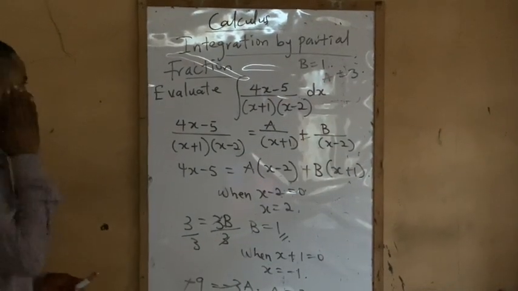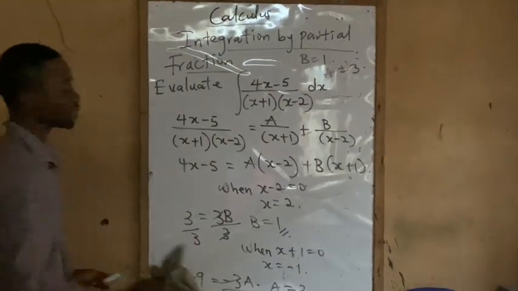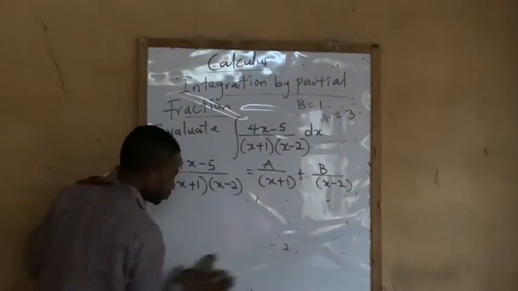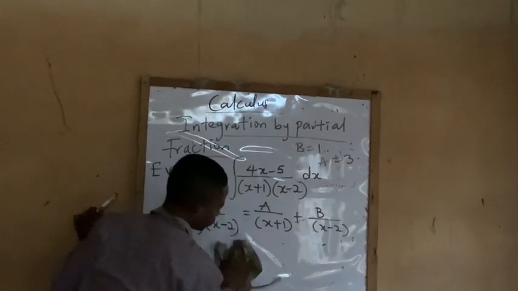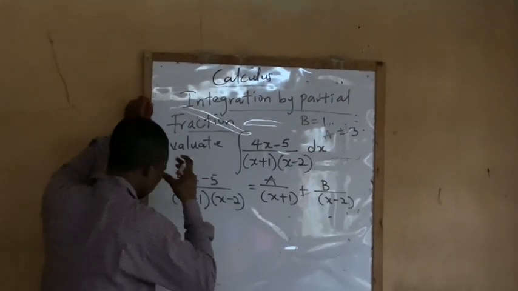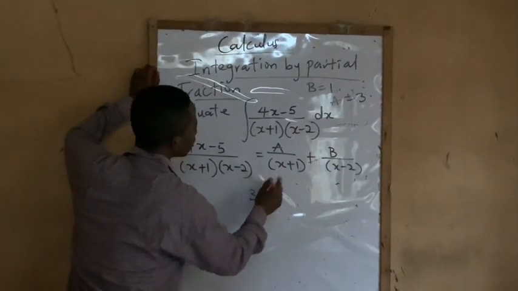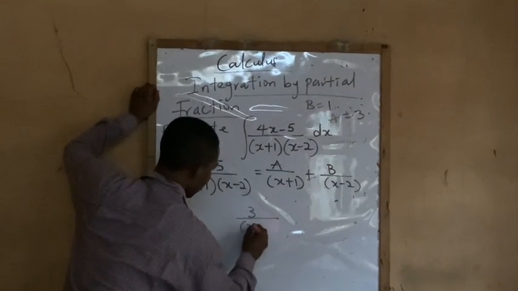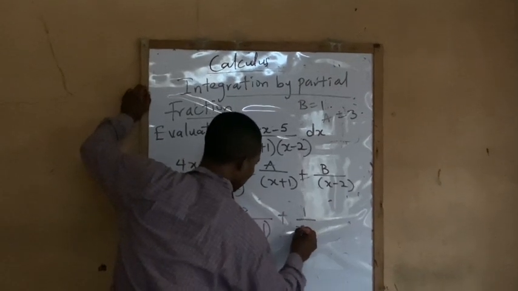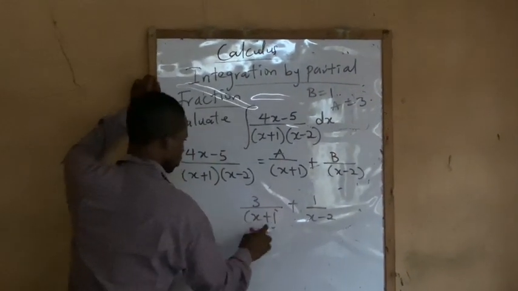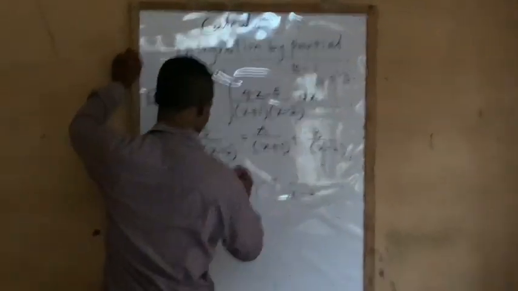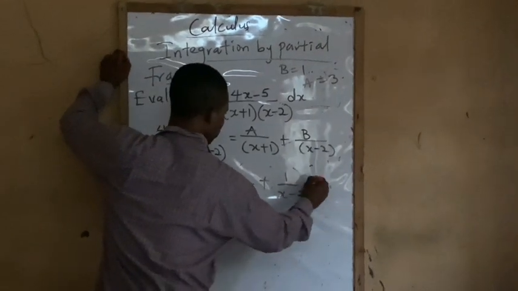Now that I know my A and B, what is the next thing I'll do? I'll rewrite it and say, my A is 3 all over x plus 1, plus my B is 1 all over x minus 2. That means integration. I want to integrate both now.